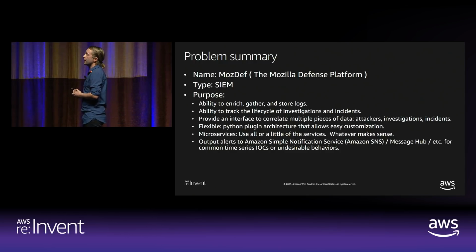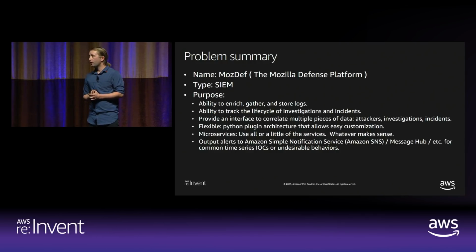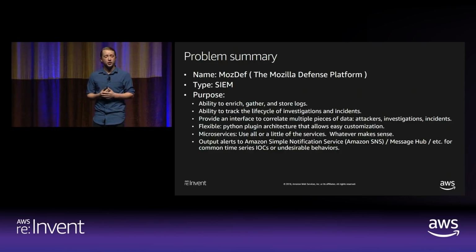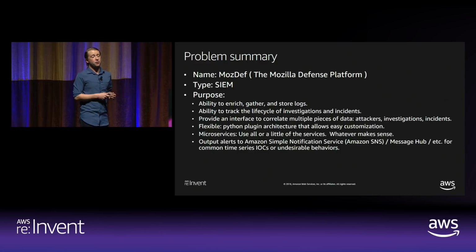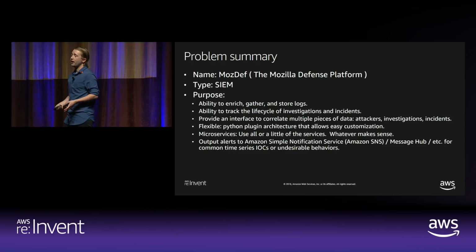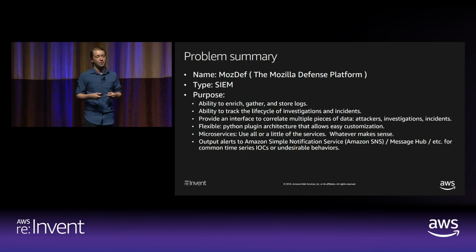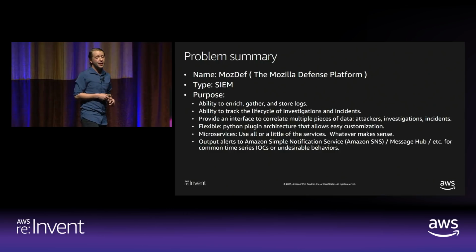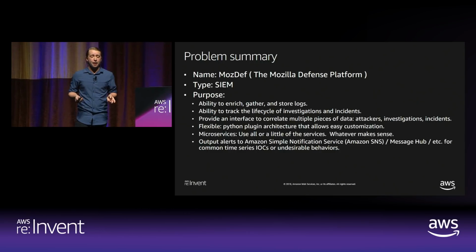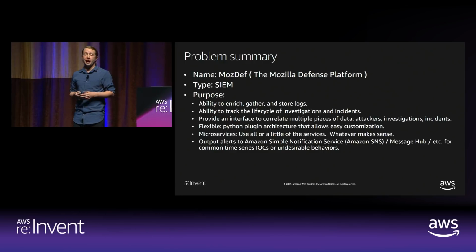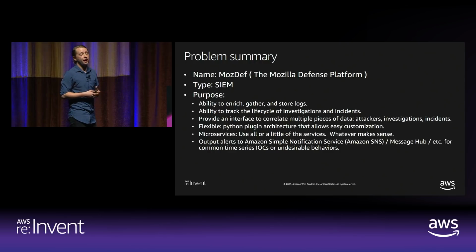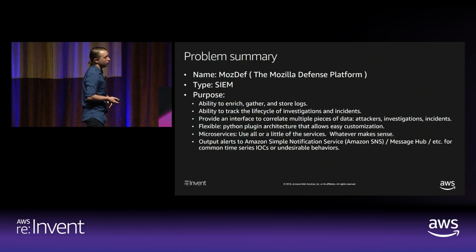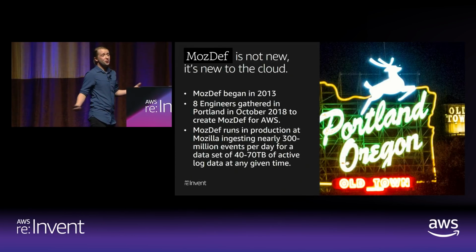MozDef itself is a SIEM that's built to be flexible. It's primarily built in Python and has a plugin architecture that allows you to customize it very easily. It's also a microservices architecture, intentionally designed so that you don't have to use everything in MozDef to use MozDef. You can use any of the components that make sense. In our case today, I'm going to show you how to output an alert to Amazon SNS, which you could chain to something like the message hub that Henrik showed earlier for common time series IOCs or undesirable behaviors in your accounts.